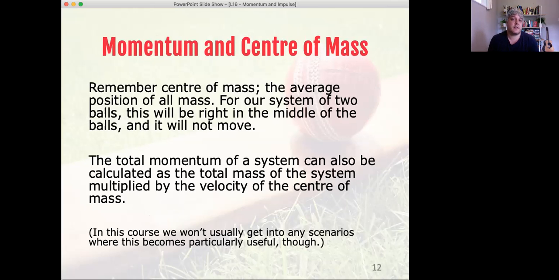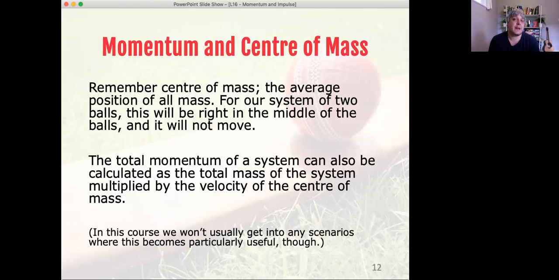Remember that we defined center of mass as being the average position of all mass. If we have two identical balls, then the center of mass is going to be right in the middle of those two balls, and it won't move. The center of mass will be stationary because the two balls are moving towards each other at the same speed, so the position exactly between them will stay in that same position the whole time.